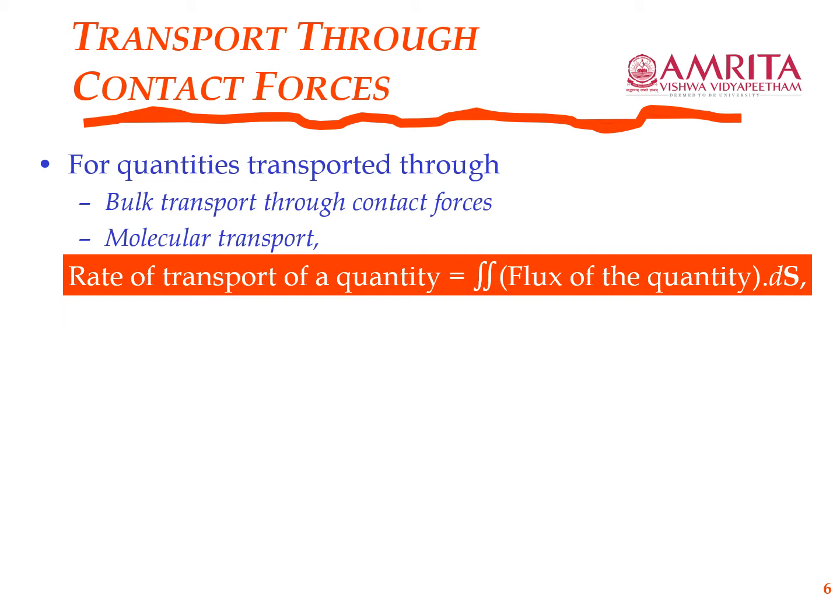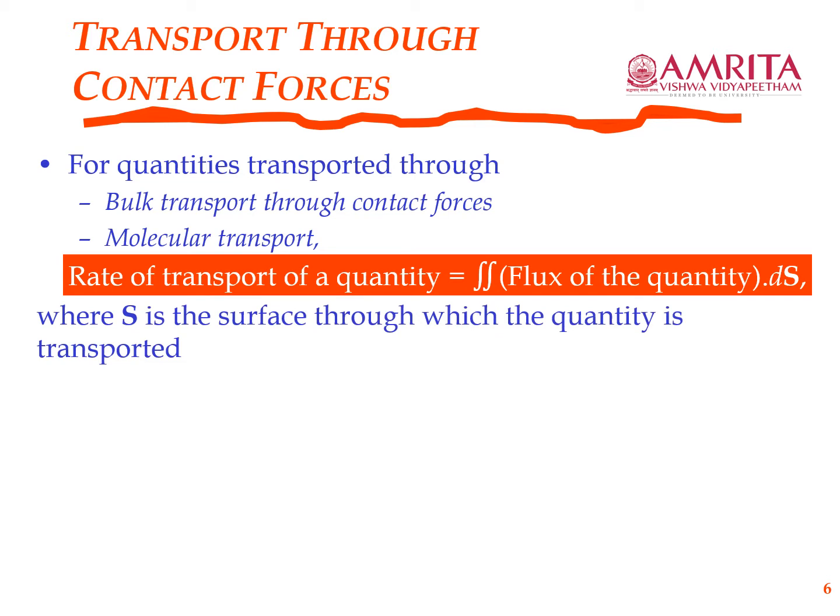Now you have to integrate throughout the entire surface, and since the surface is a two-dimensional quantity, you will have a double integral. And the flux, of course, has not only a magnitude but also a direction, the direction of transport. And the surface area also has a direction determined by the unit normal pointing outside. Therefore you have a dot product of these two quantities, and that dot product is integrated over the entire surface area, and then you get the rate of transport. And S is the surface through which the quantity is transported.